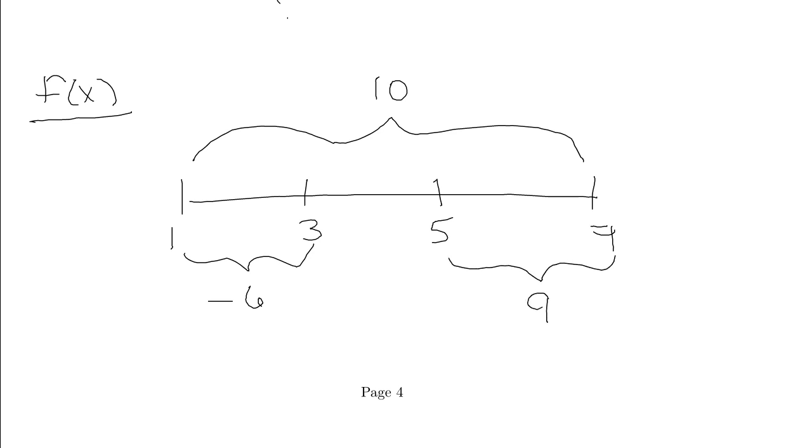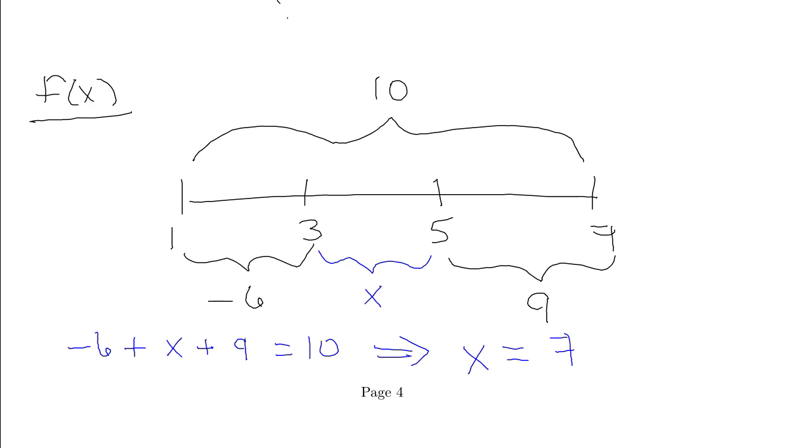So we want to figure out what this area is here, between 3 and 5. That's exactly what we're trying to figure out. Well, we know that these three numbers, negative 6, x, and 9, have to add up to the number 10. So we know that it's negative 6 plus x plus 9 needs to equal 10. And so this allows us to solve for x, and we see that x has to be 7.